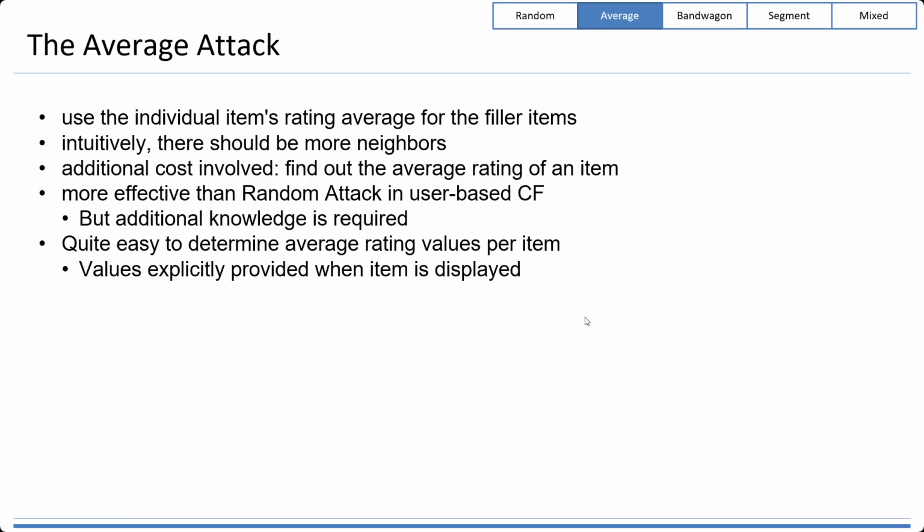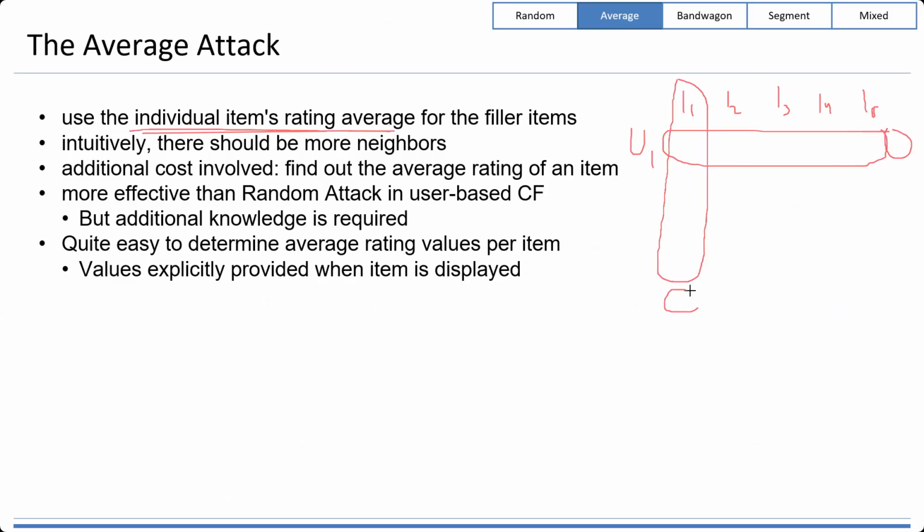The average attack. In the average attack, we use the individual item's rating average for the filler items. You know how to calculate the average. When a user gives ratings to item 1, item 2, item 3, item 4, item 5, we can calculate the average. By looking at the rating average of this user, or we can also look at the average of this particular item, we use this for the filler items.